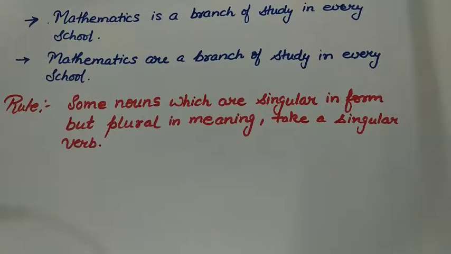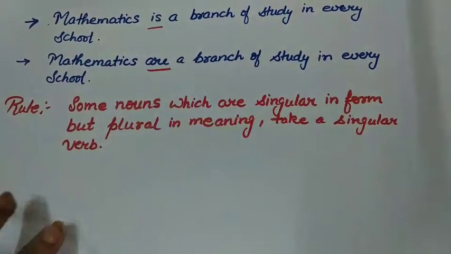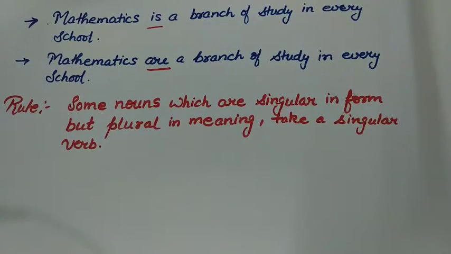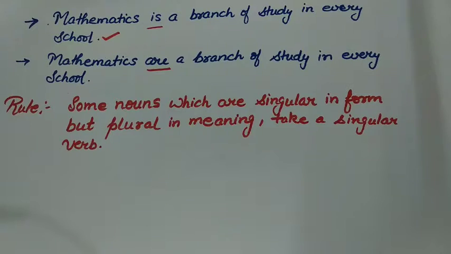So here goes the last example for today, that is mathematics is a branch of study in every school. Or I can write mathematics are a branch of study in every school. Now I think almost every one of you knows what the difference is here. This is is and this is are. So which one is correct? See, it is a very easy one. Mathematics is a branch of study in every school.